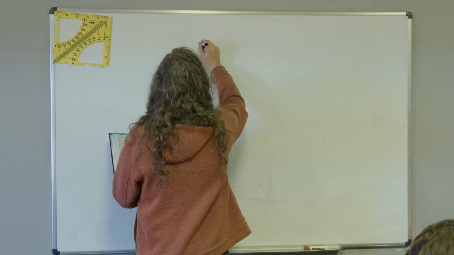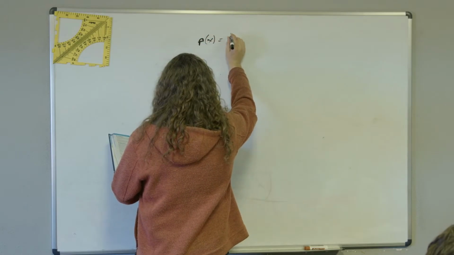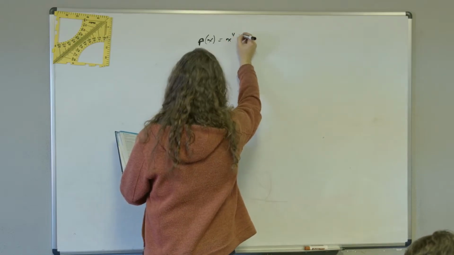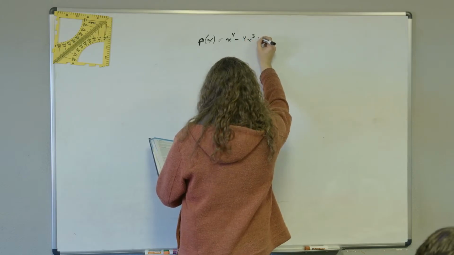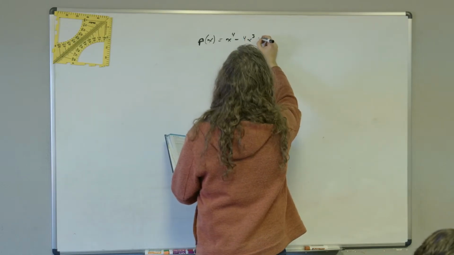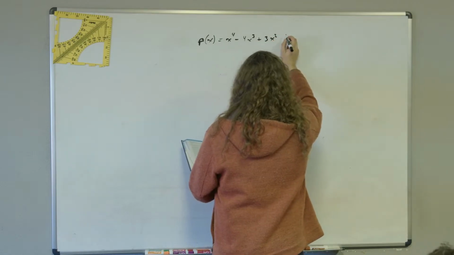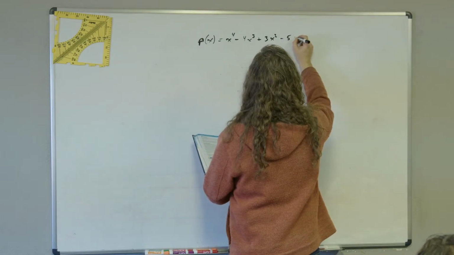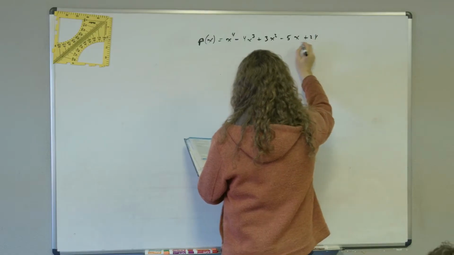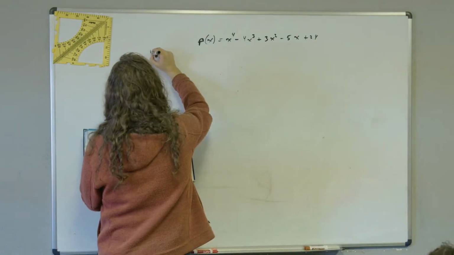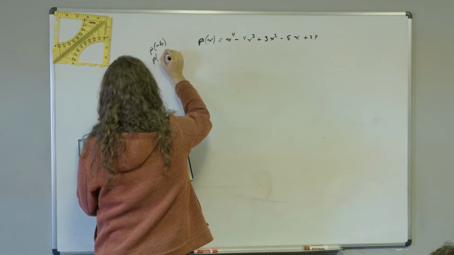P of x equals x to the 4th minus 4x cubed plus 3x squared minus 5x plus 24. And we're supposed to find P of -6 and P of 3.